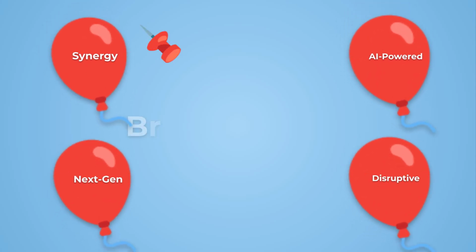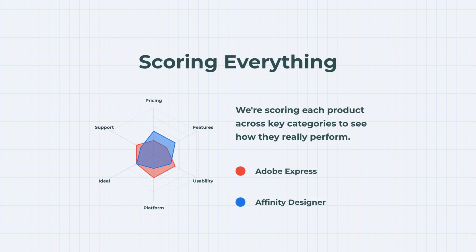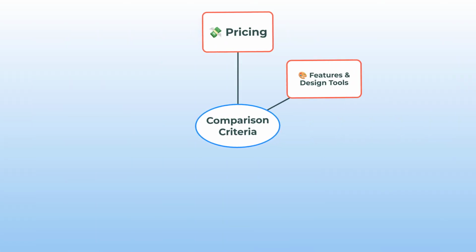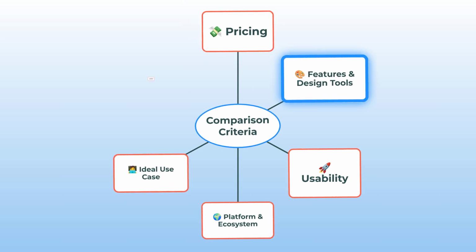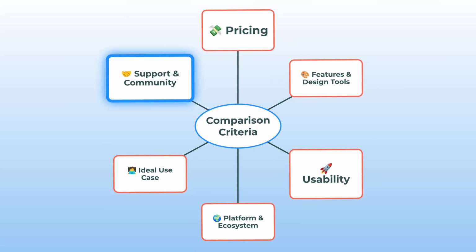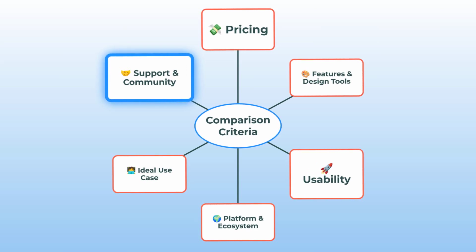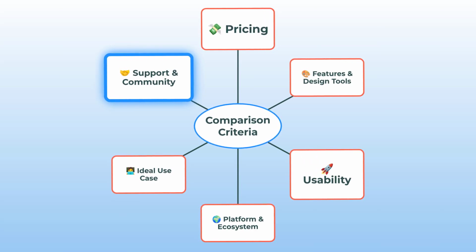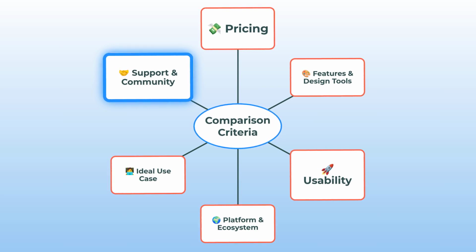Let's skip the buzzwords and jump into the real differences. Each category scores points, and at the end, you'll know exactly who comes out on top. The result just might surprise you. All right, here's a quick mind map of the categories we're going to compare. Pricing, features and design tools, usability, platform and ecosystem, ideal use case, and support and community. Each of these is kind of a big deal, honestly, and you might be surprised by where each product scores.